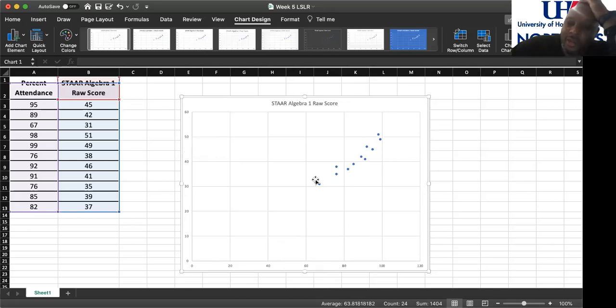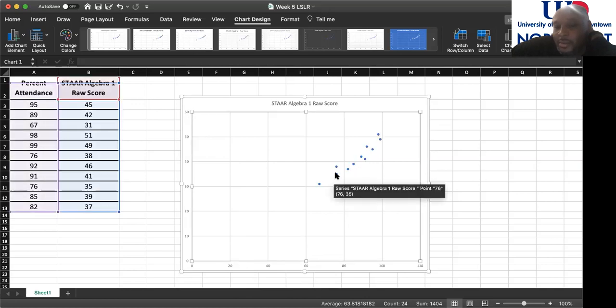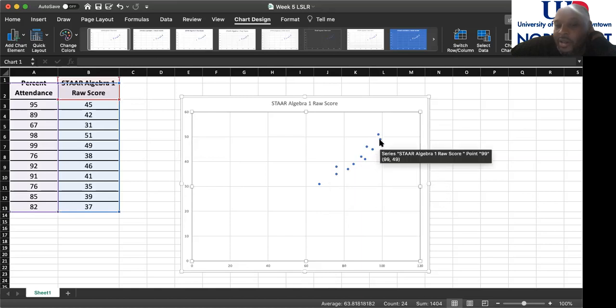What do you notice? Well, look at this point right here. This is the point (67, 31). That means that a person had a 67% attendance and they scored a 31 on this test. As you move this way, what happens? That's (76, 35), right? So a person had a 76 attendance, scored a 35. Come up here. This person had a 99% attendance, scored a 49. This person had a 98% attendance, scored a 51.